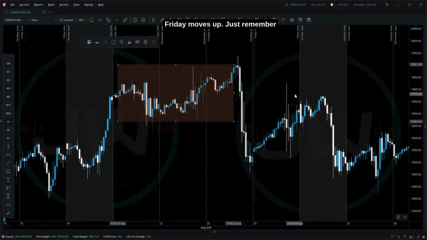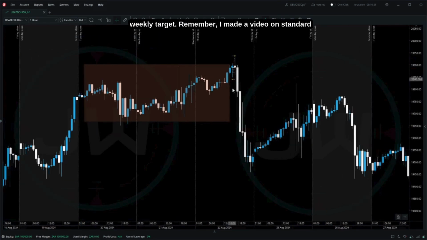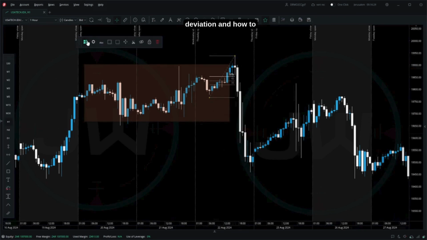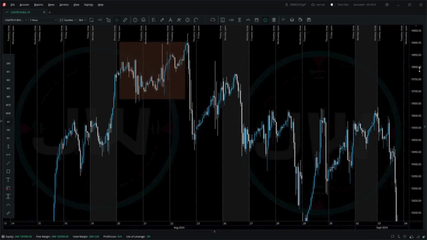Yes, Friday moves up. Just remember that we can reach the target on the reversal day as well. So if the target is already met for the week, expect price to either continue or stop moving in the opposite direction. And there's a lot of tools you can use to see if price has met its weekly target. Remember, I made a video on standard deviation and how to measure that, so go check out that video.